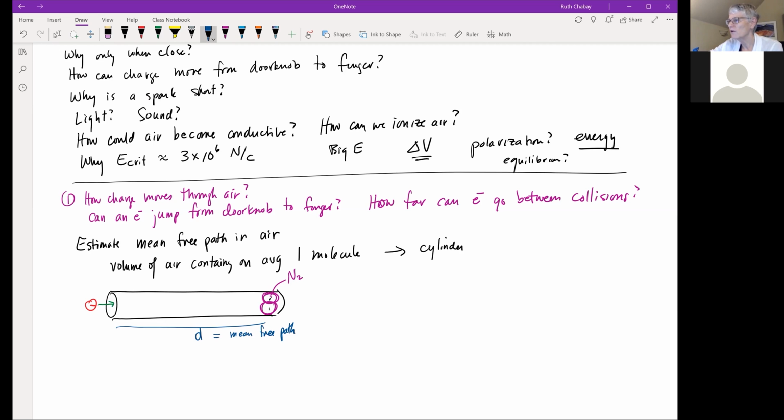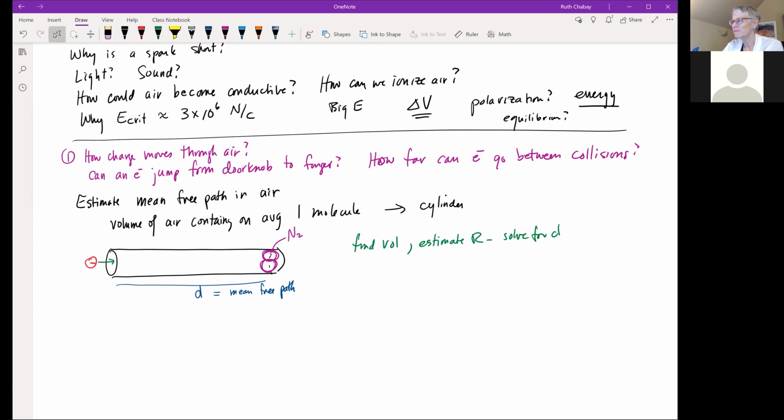And so that's our unknown, the thing we want to solve for. If we can find the volume of this cylinder, we can solve for D. If we estimate the radius, we can get an approximate.